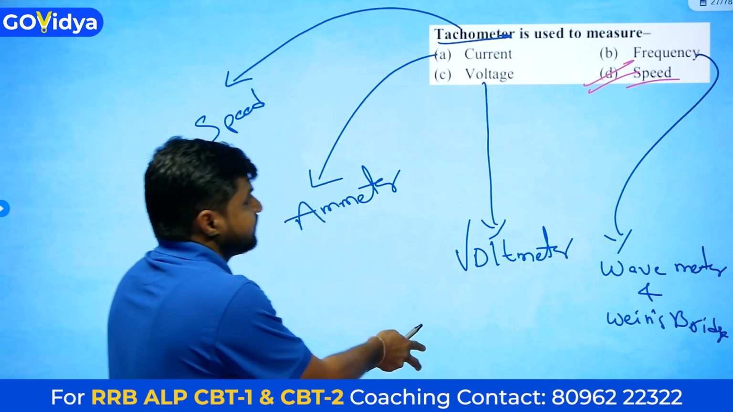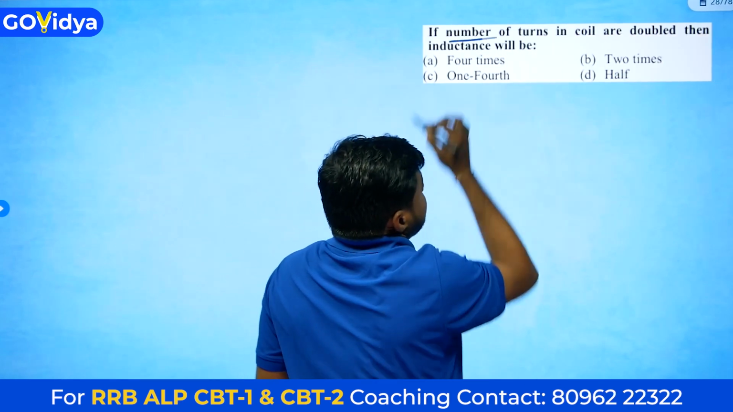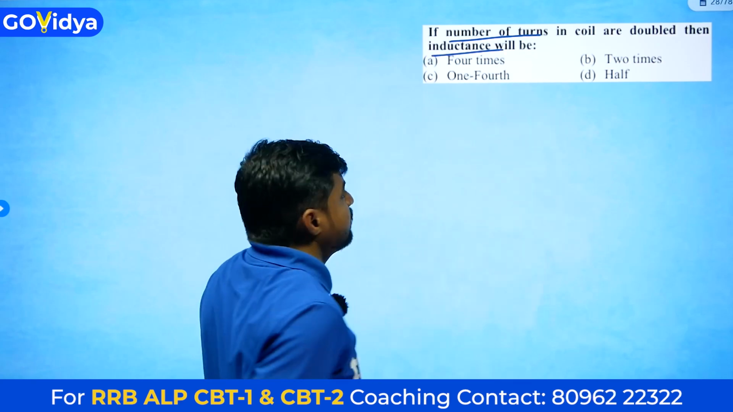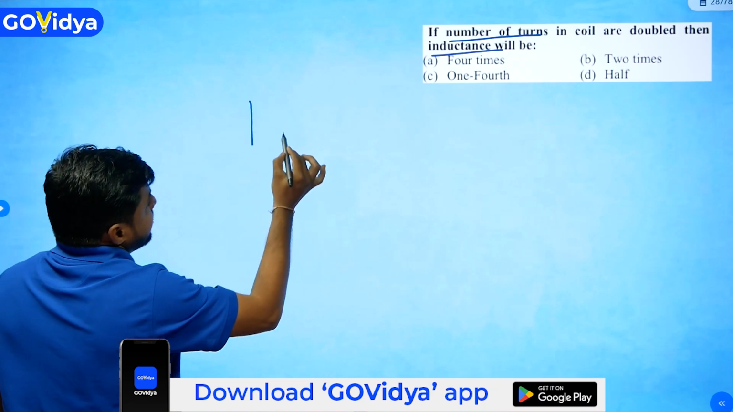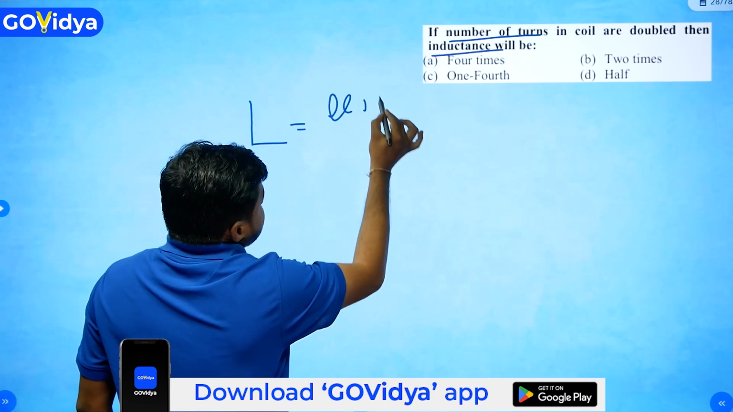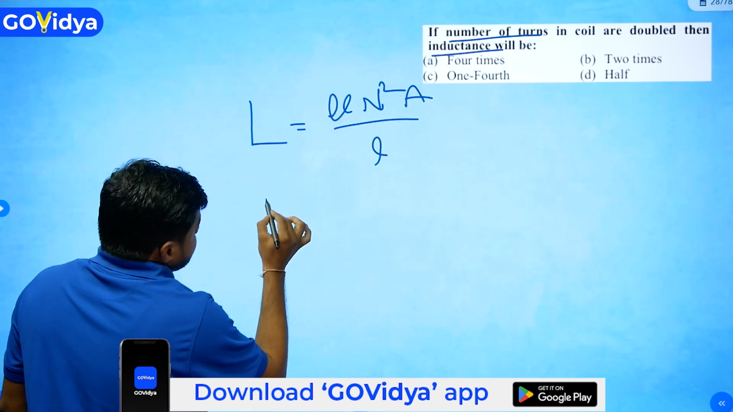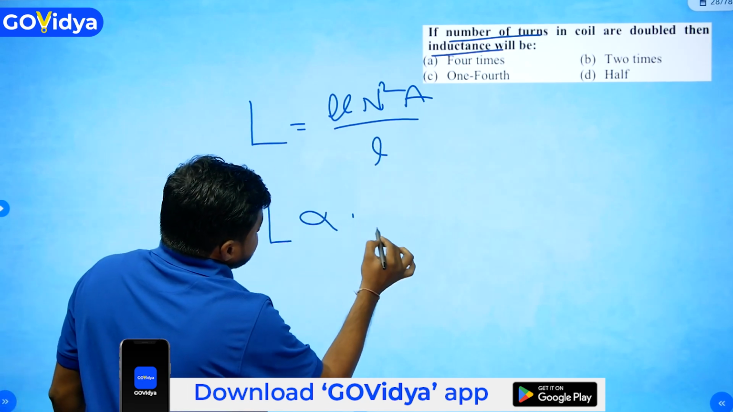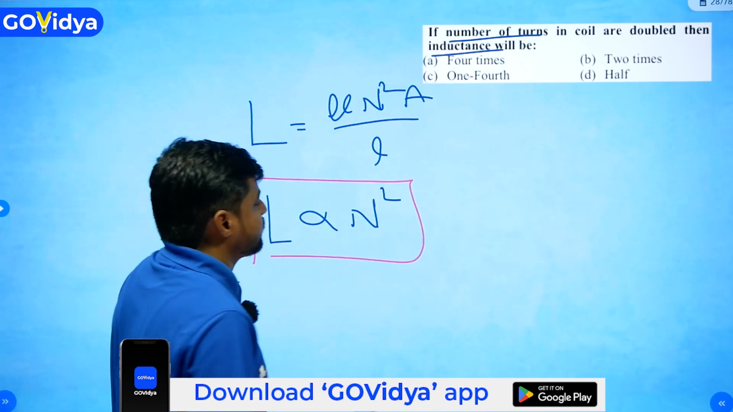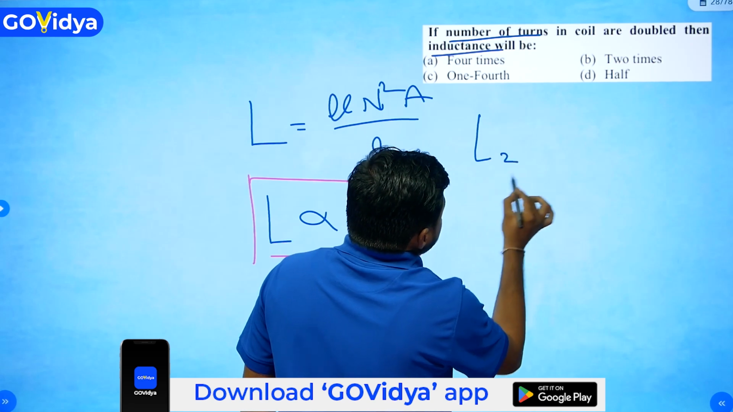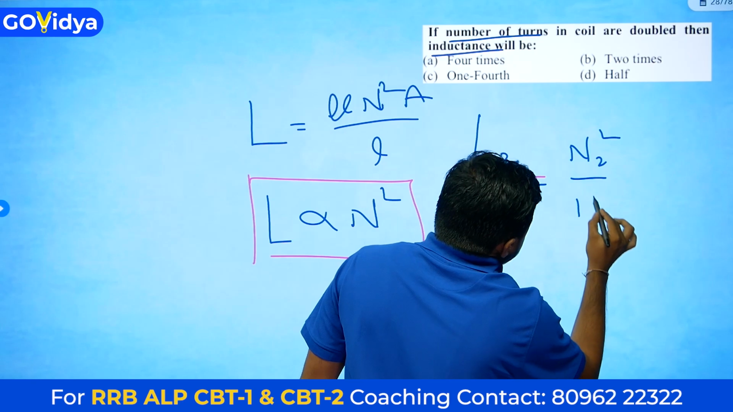Okay, next question. If the number of turns in a coil are doubled, then inductance will be: 4 times, 2 times, 1/4 or half. We have one formula for inductance, L is equal to mu N square A by l. From here we get L is directly proportional to N square. Inductance is directly proportional to the square of the turns. We can also write L2 by L1 is equal to N2 square by N1 square.